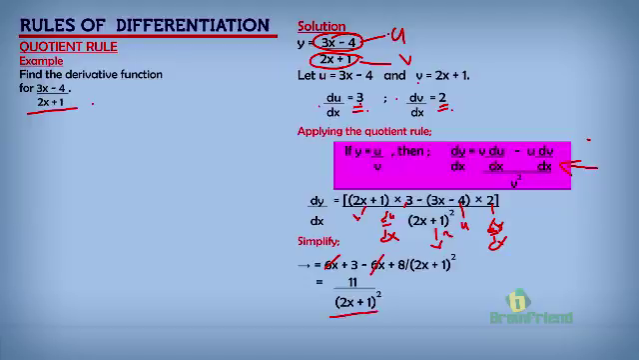So our final derivative at the end of the day is what? 11 all over 2x plus 1 squared. And that's our final answer.